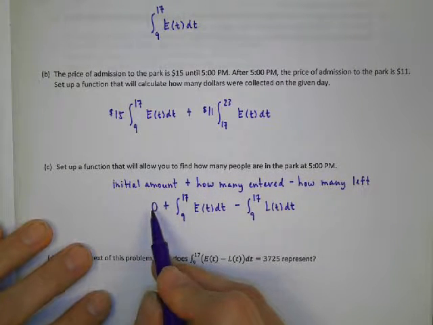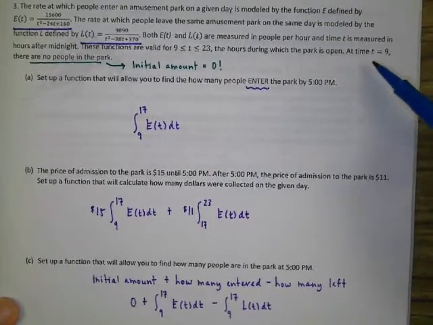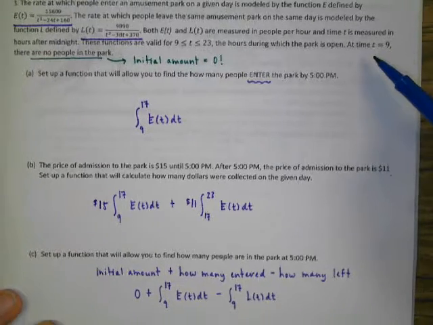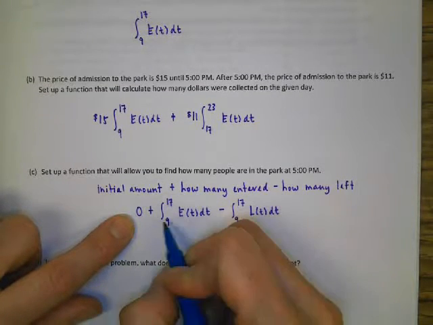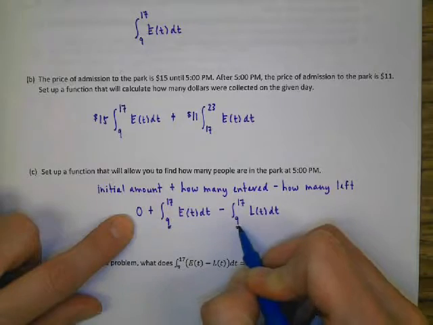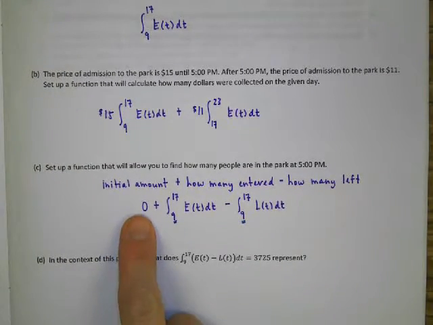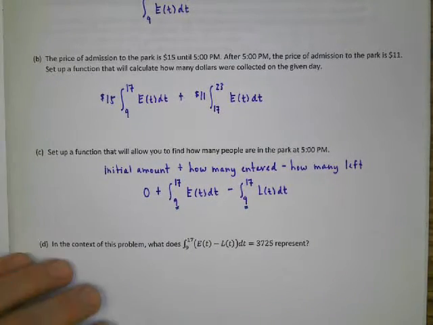Now, obviously then we don't need to worry about the 0. One thing I do want to point out, however, is going back here, it said at time t equals 9, there are no people in the park. So this 0 corresponds to the time t equals 9, which matches our lower limit, which we said it had to. So that's always worth double checking. Does your initial amount match the time for your lower limit of integration?